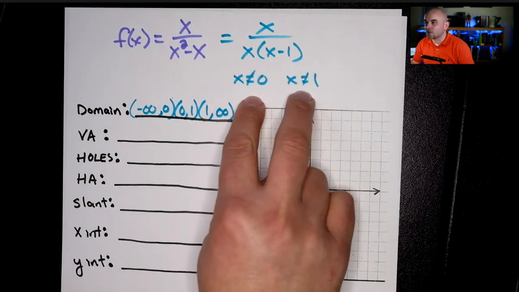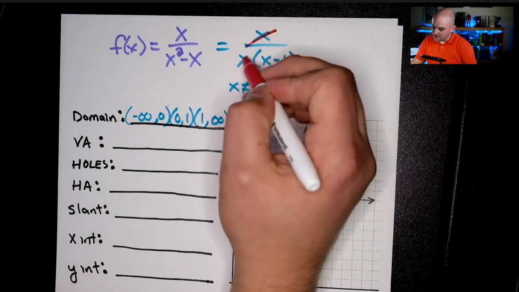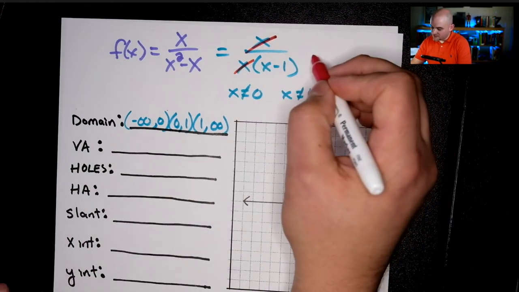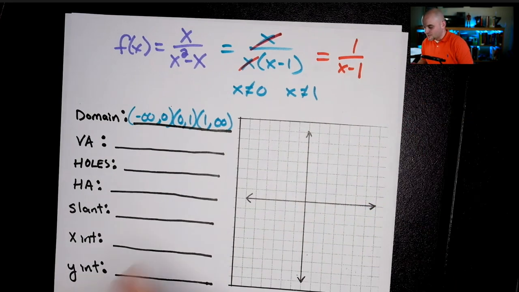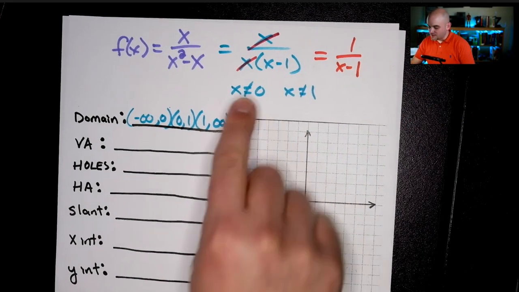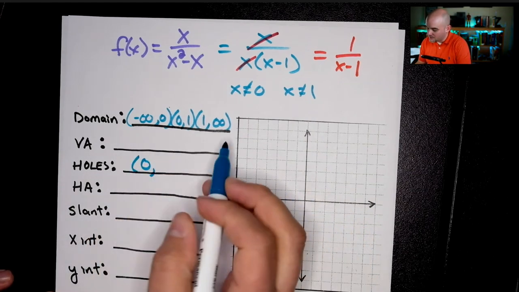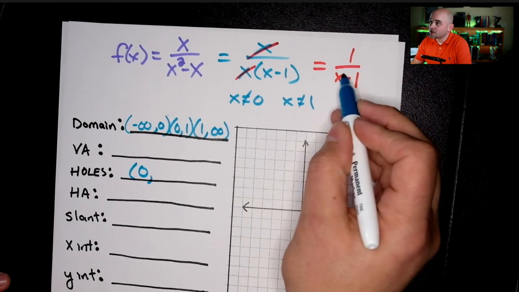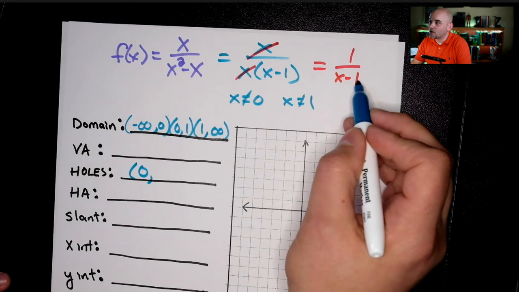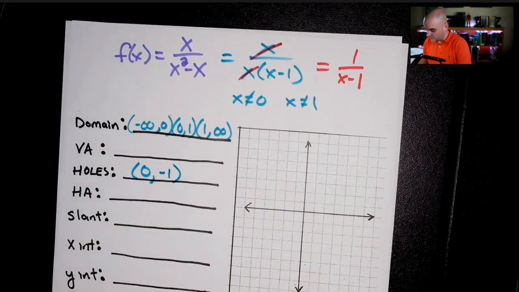Now, these are either going to be vertical asymptotes, holes, or a combination of the two, right? Does anything cancel? Yes, it does. X and x cancel, and this thing simplifies to 1 over x minus 1. And so I know that because the x canceled, that 0 right there is going to be a hole. And it's a hole when x is, let's see here, put it back into the function. 0 minus 1 is negative 1. You get 1 over negative 1, which means 0 comma negative 1 is where the hole is.